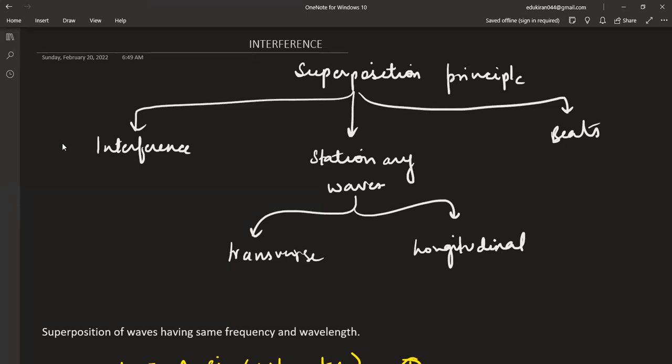This is the interference. Second is stationary waves. You have two types of stationary waves, longitudinal and transverse, that we'll be doing, and then you have the beats. So here we are starting with the interference. Just make this flow chart, then I'll start with interference.